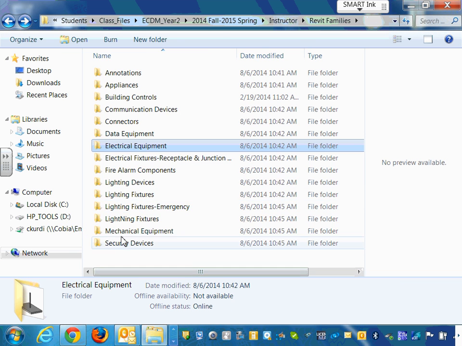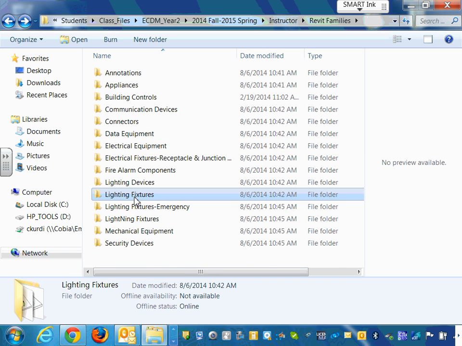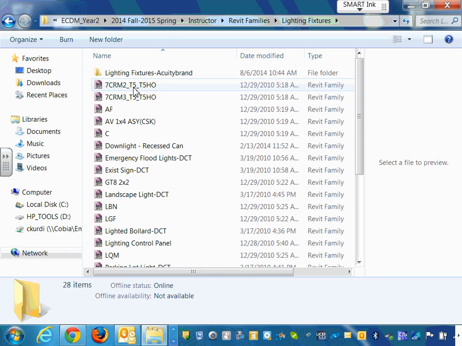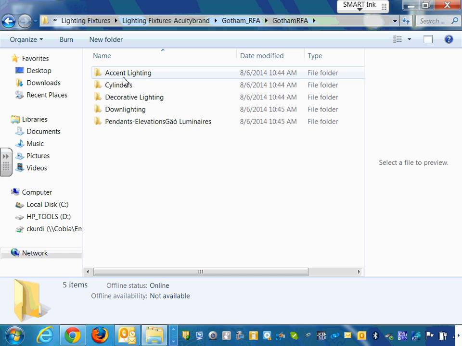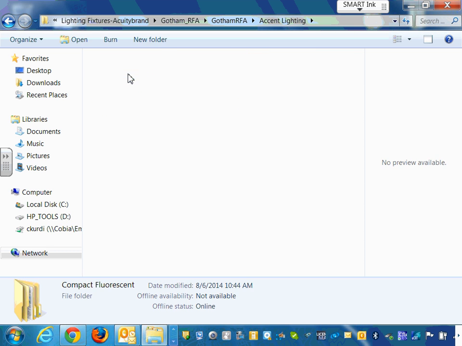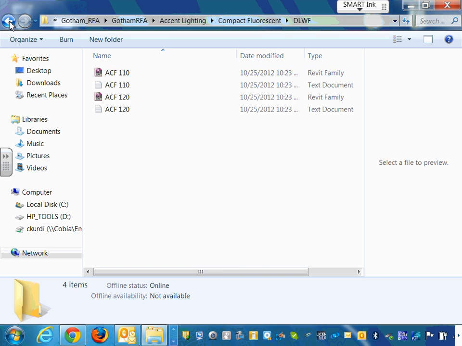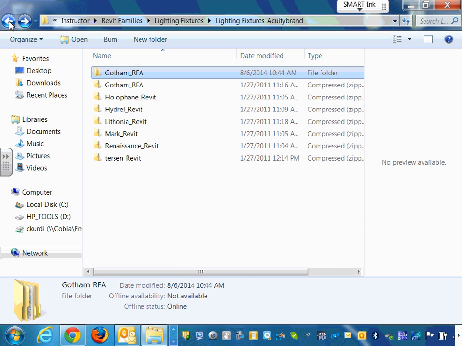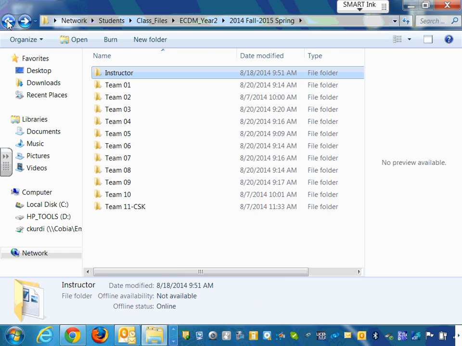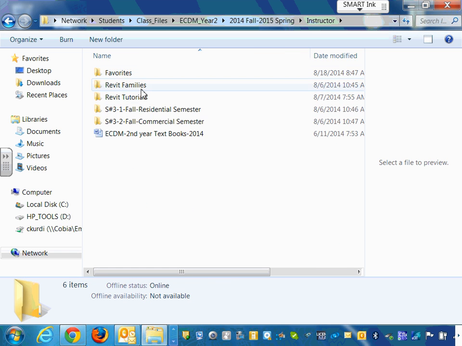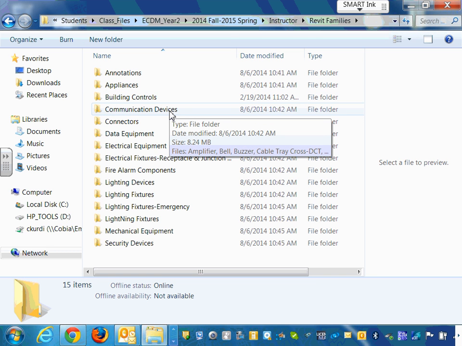Fixtures. I'm going to go directly into lighting fixtures. I went back all the way to lighting fixtures. Here are all the lighting fixtures that we have for you, the families. Acuity Brands. We even have Acuity Brands for you. And deeper, you can click on tons and tons of these. But most of the stuff that you need is really right in here. So, gentlemen, without confusing you too much, I want you to know that right in here under Revit families are all the families that you need for the two projects, the industrial and the commercial.